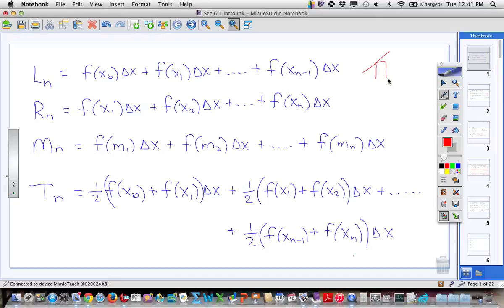Y equals a constant. A flat horizontal line, a left rectangle would fit perfect. Anything that's not flat, a left rectangle is not going to be good for. Now, what is going to make the error worse? Steeper. The steeper it is. And what do we have that measures steepness? The first derivative, right? The slope. If the slope is 3, that's steeper than the slope being 2. And the steeper it is, the worse a left rectangle is going to be.